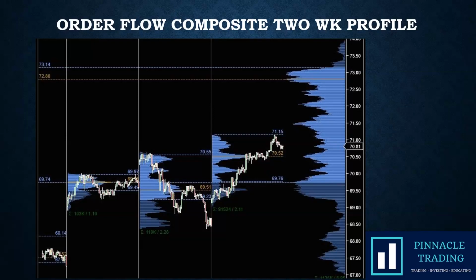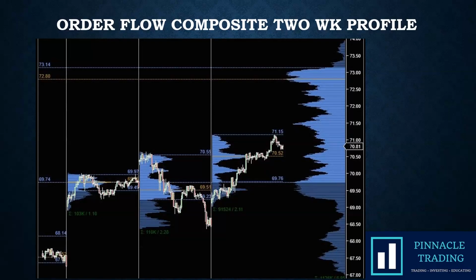And my areas of focus would only be on those areas closest to, in this case, you see that the high was 71.15 and the low was, excuse me, 69.76 for that session. So those are where I'm going to draw my areas.